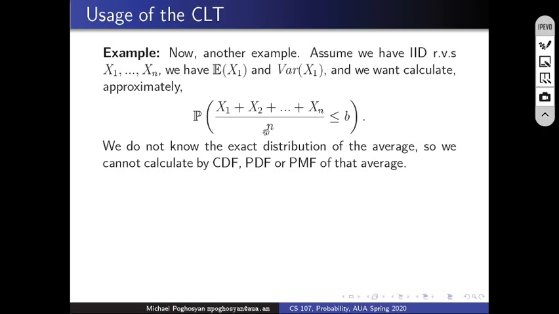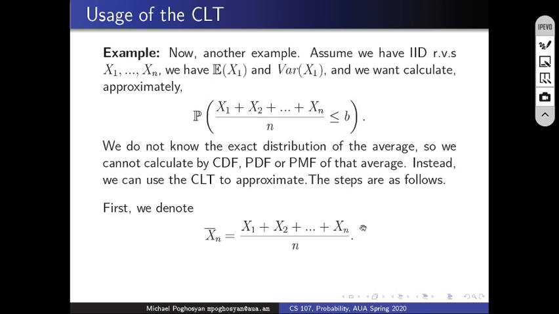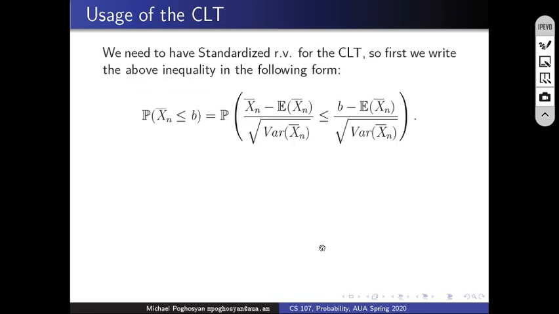So we cannot calculate this by using CDF, PDF, PMF in general case. Okay, we are using CLT. To that end, we are denoting by xm bar this. So we want to calculate the probability that xm bar is less or equal than b. Now we are standardizing that xm bar. So xm bar is less or equal than b can be written in this form. To standardize, I need to subtract the expected value of that xm bar and divide by the standard deviation of xm bar. So this is the standardized version of xm bar.